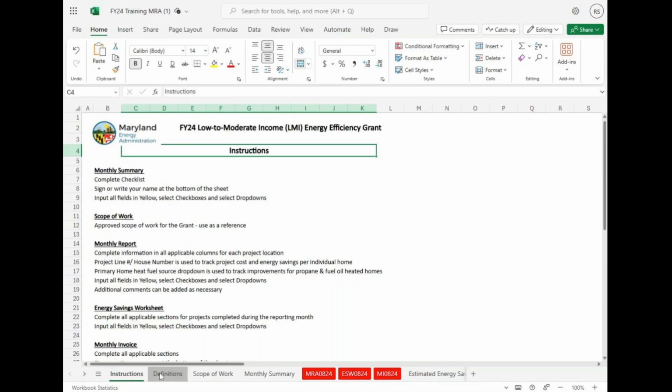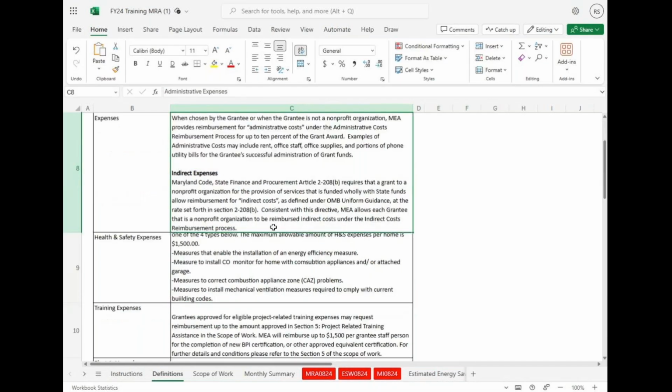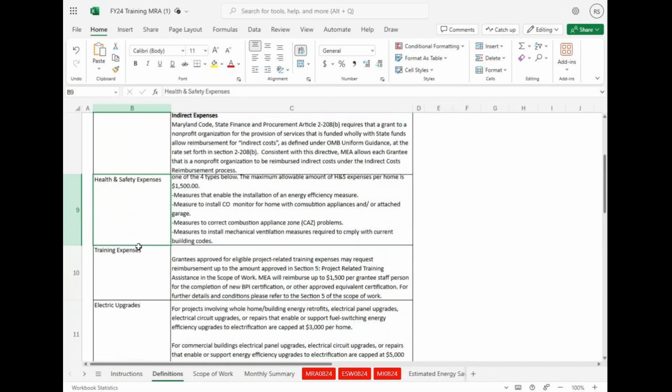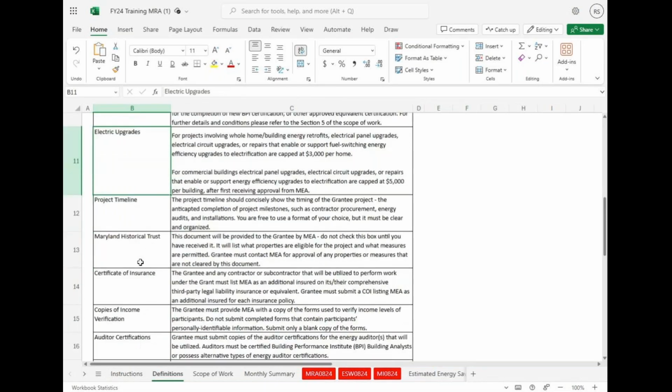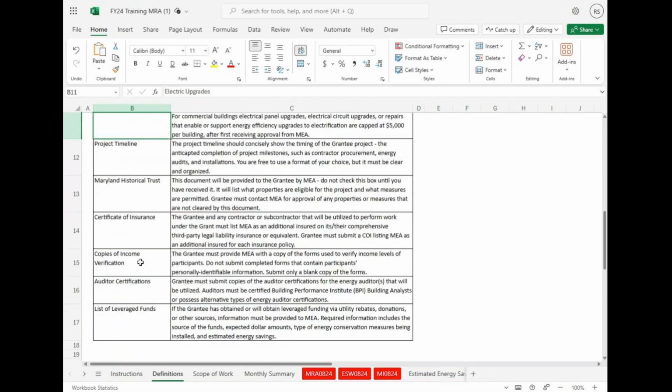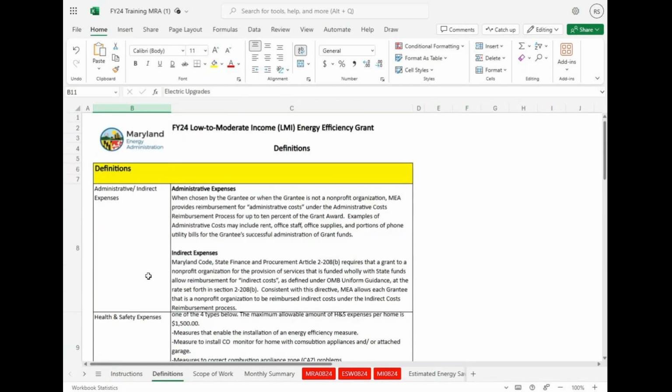So then we are going to go to definitions. Definitions is a great resource for you grantees to look at exactly what does administrative expenses mean. It will let you know right here, as well as the health and safety, training expenses, our new electric upgrades, project timeline, just some key words that you may not know the definition of. We have a tab for you to locate the information.